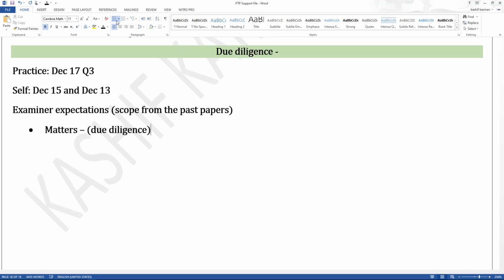Then in due diligence, the examiner also asks you to write additional information, and I've covered them in my previous webinar, so you can watch them and you will be very happy. Nothing to worry about. Additional information is another requirement which comes a couple of times in the past papers from due diligence, so you should know exactly how to write it.